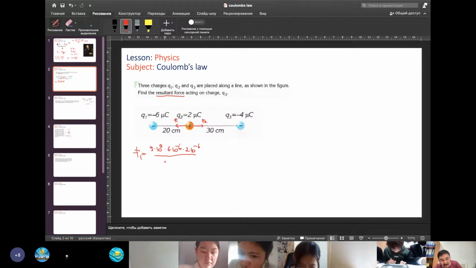Scientific, if I convert it, 2 times 10 to the power of minus 1, but squared here.